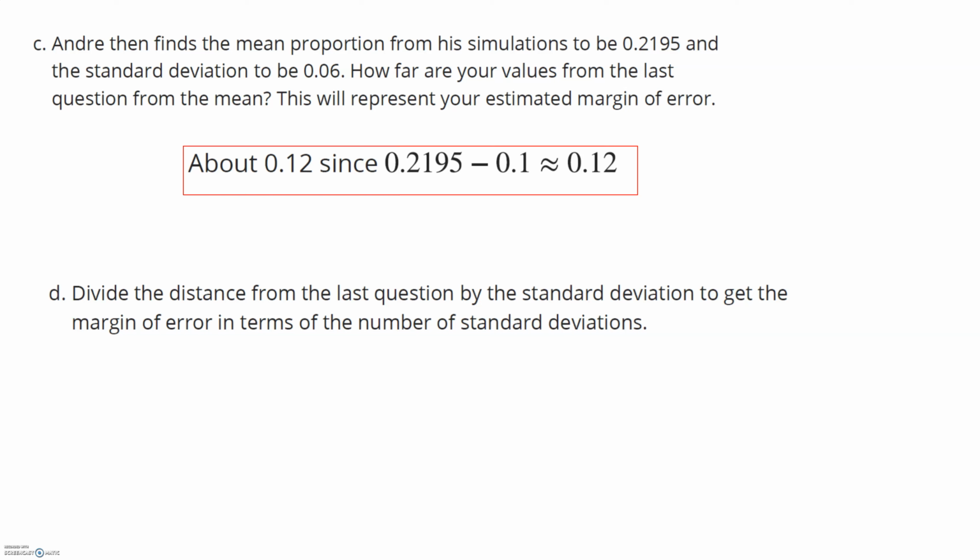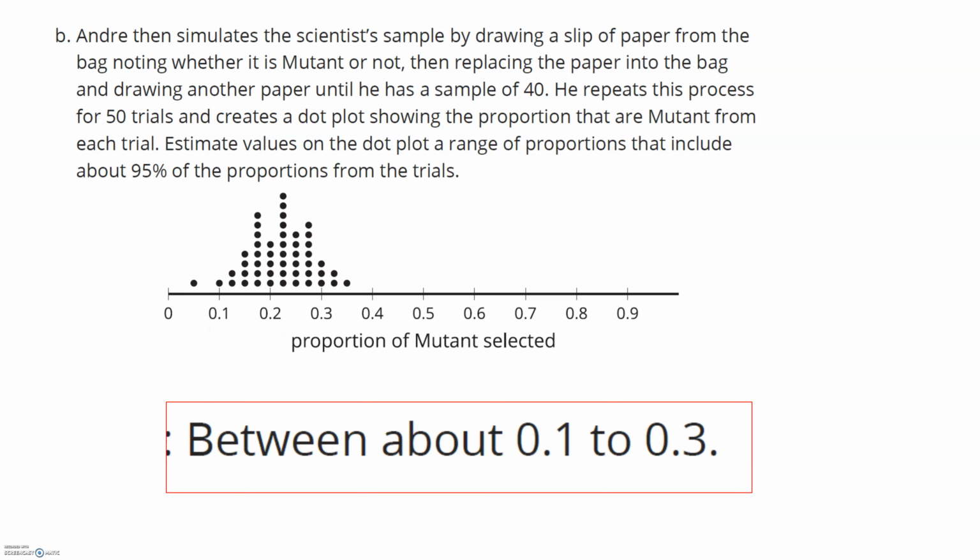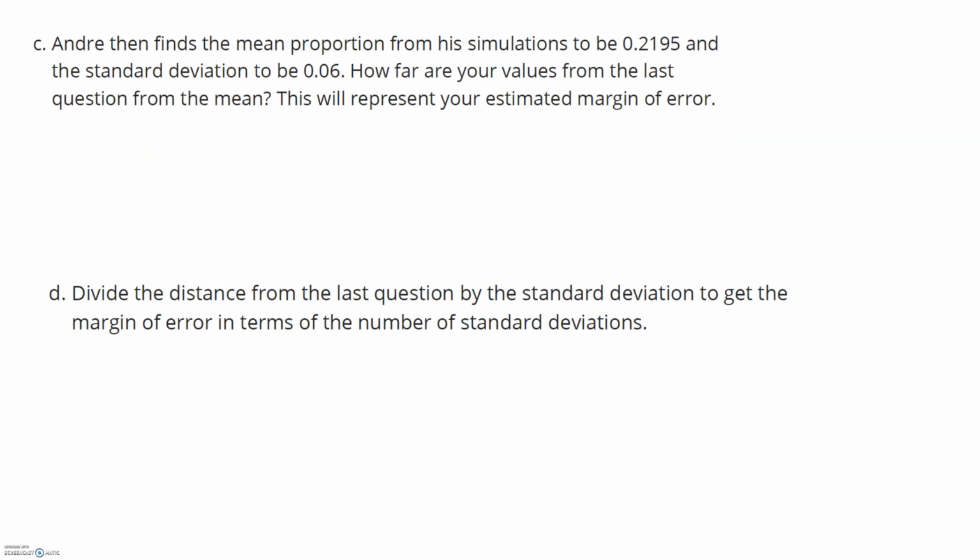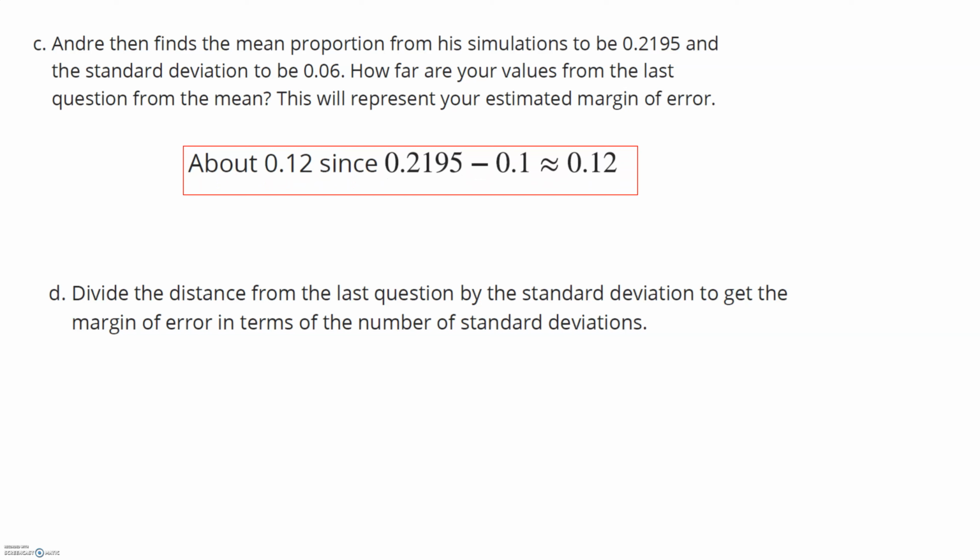Now, it says divide the distance from the last question by the standard deviation to get the margin of error in terms of the number of standard deviations. How many standard deviations did we talk about here? Okay, here remember that we're talking about that 95%. So how many standard deviations is that? You said 2, that's correct. So it says divide the distance from the last question. So since you got this 0.12, okay, 0.12 divided by what you think?